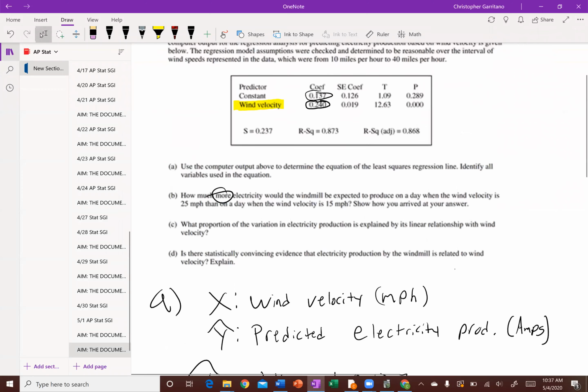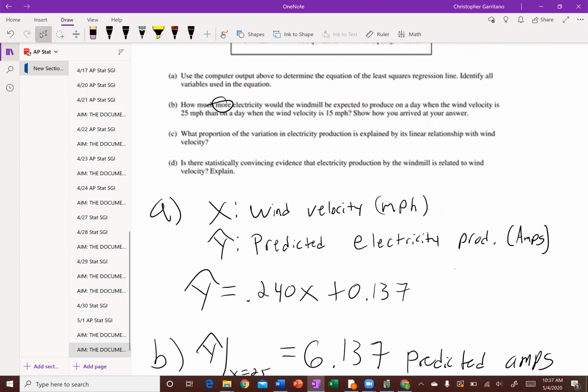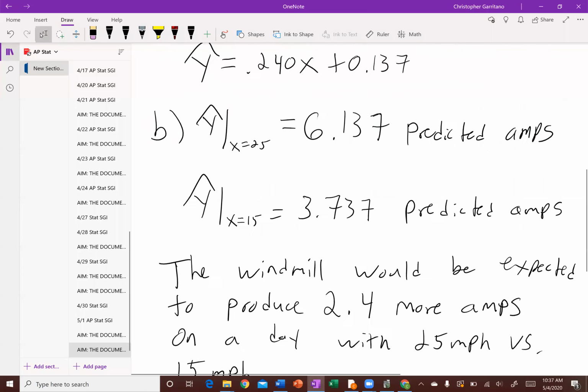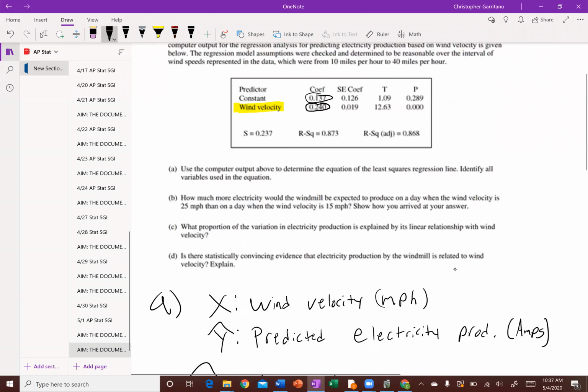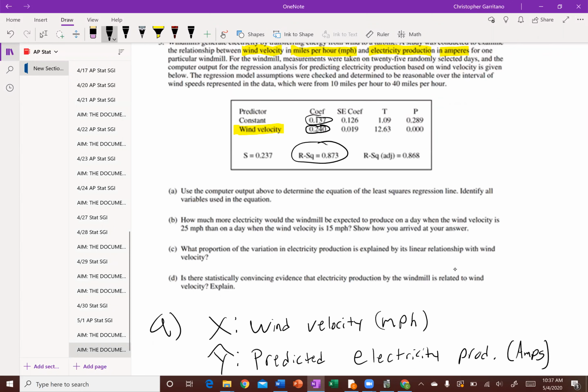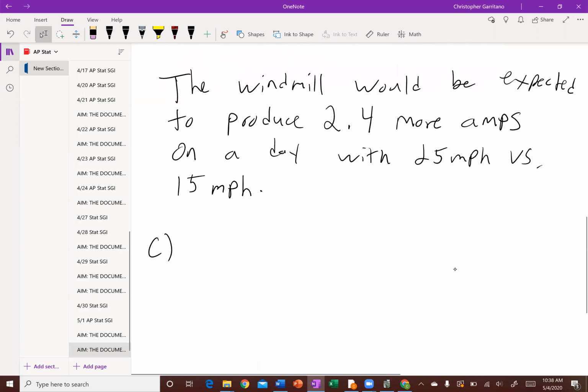That answers question B. Part C: what proportion of the variation in electricity production is explained by its linear relationship with wind velocity? Hopefully, while you read this, you recognize that this is exactly the definition of the number r squared. So to answer this question, we need to identify r squared. Please do not pay attention to r squared adjusted. This is not the number we'll be using.